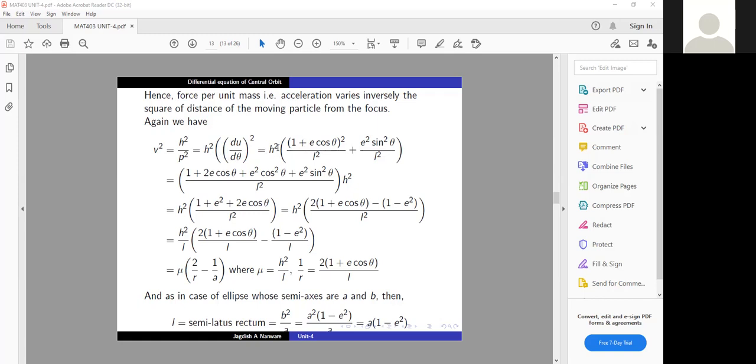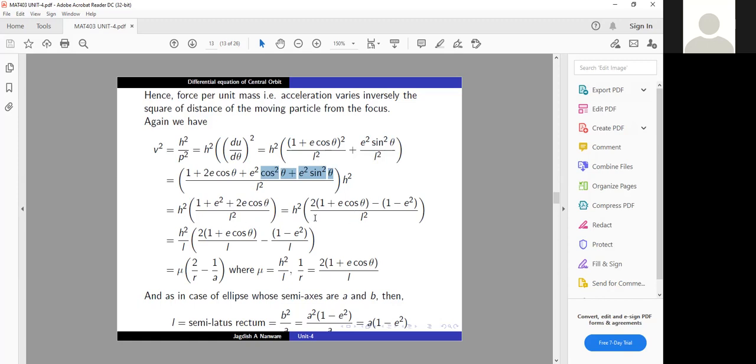This is nothing but what we have determined. So 1 plus e cos theta square upon L square plus e square sin square theta upon L square. And you just simplify this bracket. Make the expansion of this 1 plus e cos theta, so it is 1 plus 2e cos theta plus e square cos square theta. And then this is this. Use the identity: take e square common, we get cos square theta plus sin square theta, so that gives 1. So we have finally 1 plus e square plus 2e cos theta divided by L square.